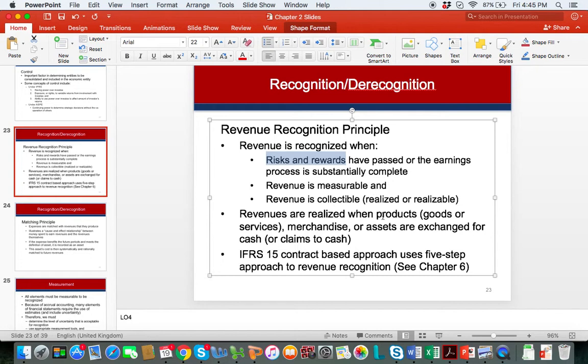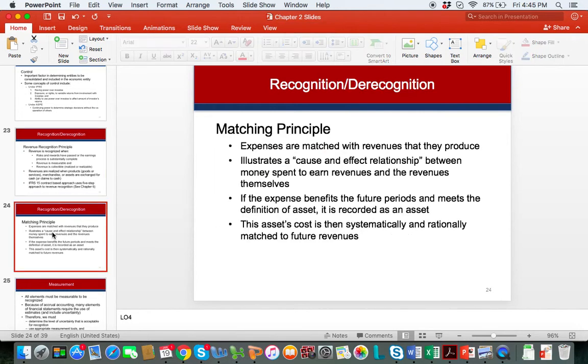So revenues are realisable on products, so goods or services, merchandise or assets are exchanged for cash or claims to cash. And again, we'll look at that in more detail in Chapter 6. So, the matching principle: expenses are matched with the revenues that they produce. The simple example we were using was raw materials. If I buy raw materials to produce a product, when I sell that product and receive revenue from it, I'm matching that expense to that revenue.